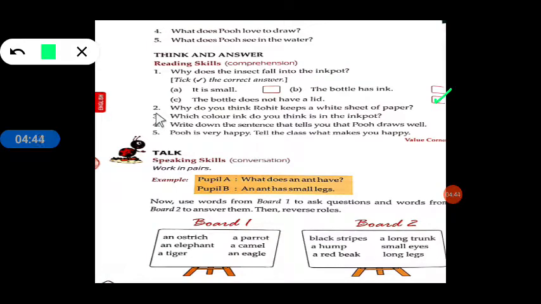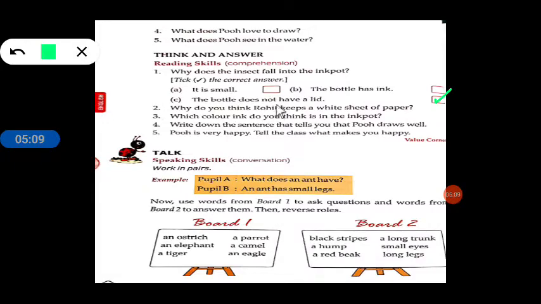The second question: why do you think Rohit keeps a white sheet of paper? Rohit keeps a white sheet of paper because he wants the insect to crawl over it. So this is the answer.